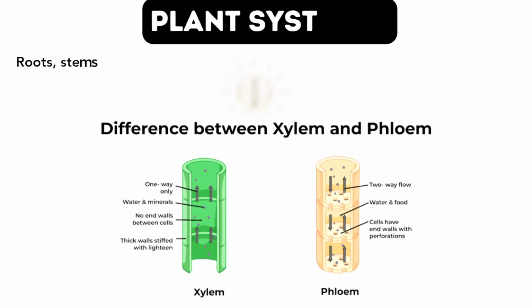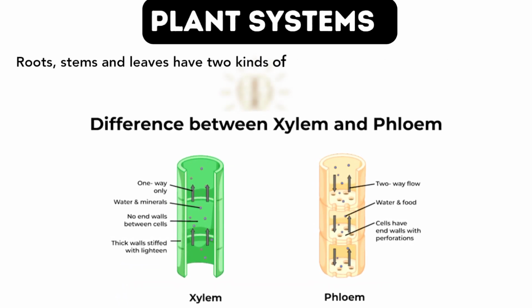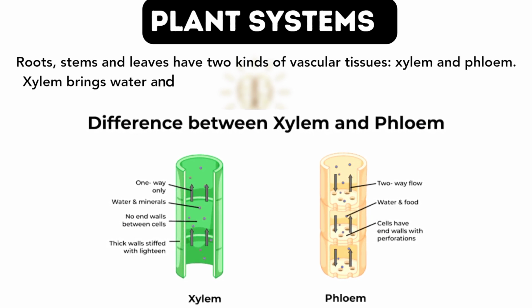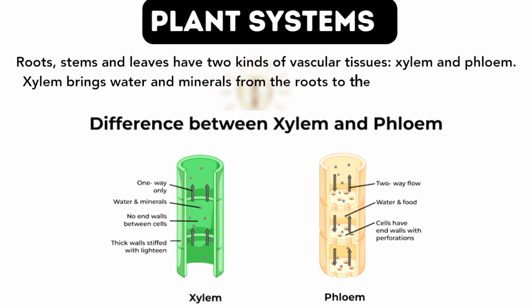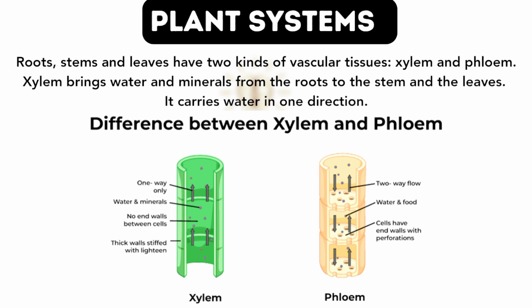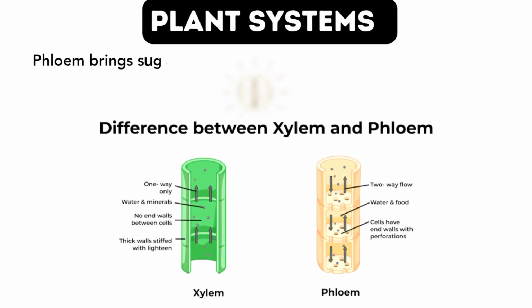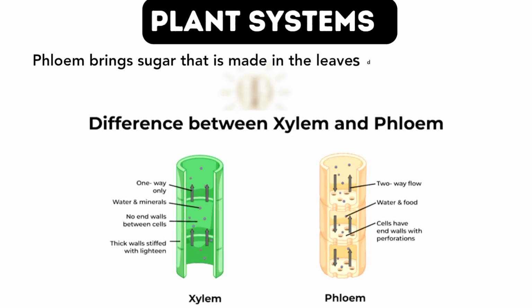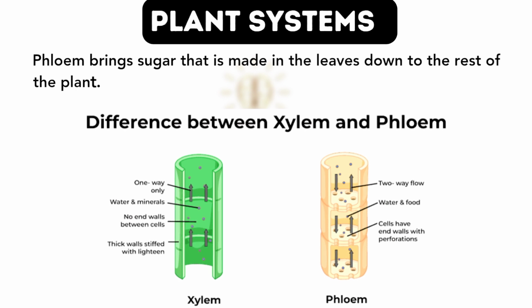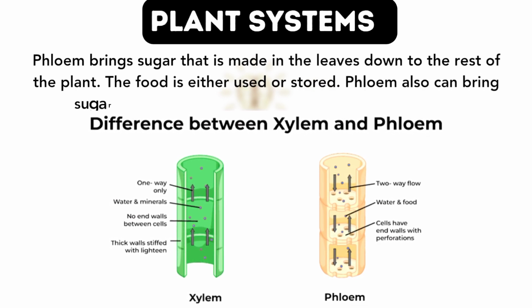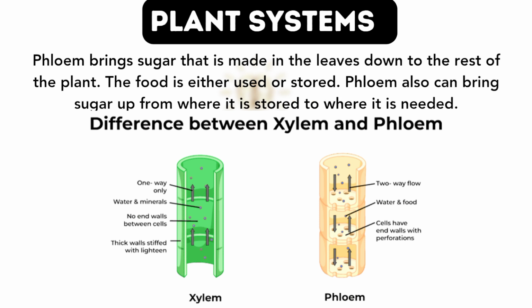Roots, stems, and leaves have 2 kinds of vascular tissues, xylem and phloem. Xylem brings water and minerals from the roots to the stem and the leaves. It carries water in one direction. Phloem brings sugar that is made in the leaves down to the rest of the plant. The food is either used or stored. Phloem also can bring sugar up from where it is stored to where it is needed.